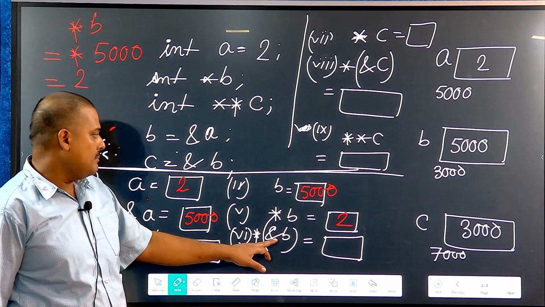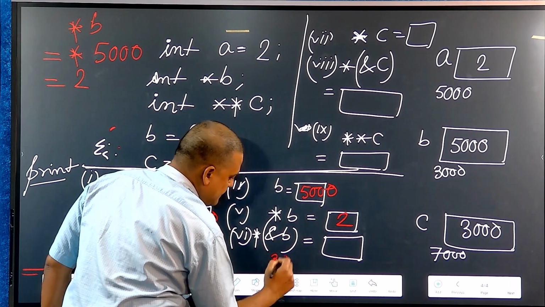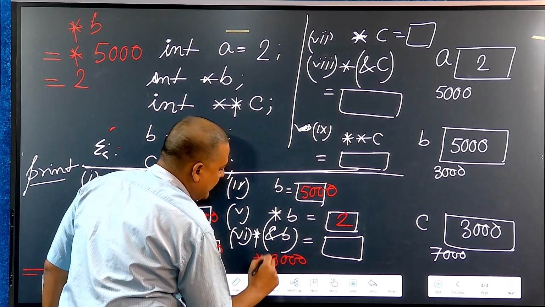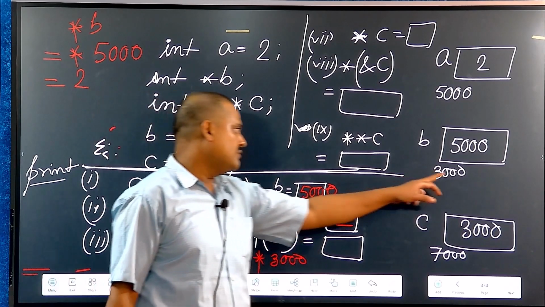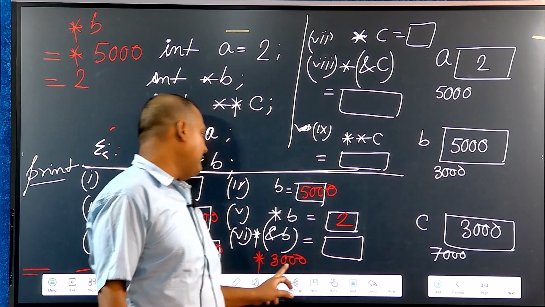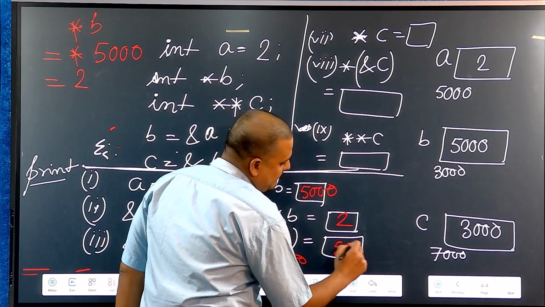Then address of B, then pointer. What is the address of B? Address of B is 3000, then one pointer. So 3000, and again what value at 3000? Again 5000 is there, so it is nothing but 5000.